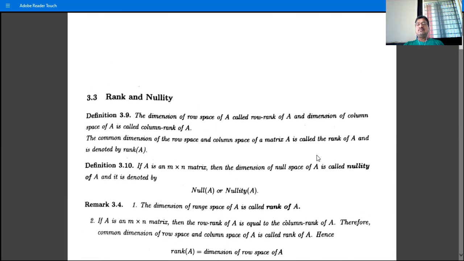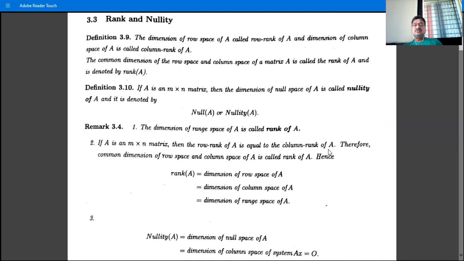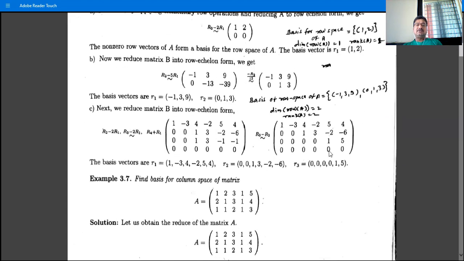Similarly, we have to find the rank and basis for row space of this matrix. So write first this matrix, and then we have to reduce it to echelon form. That is, we have to reduce this 2 to 0, this 2 to 0, this minus 1 to 0. So R2 minus 2R1, R3 minus 2R1, and R4 plus R1. So these are the operations. After these four operations, we have this matrix.